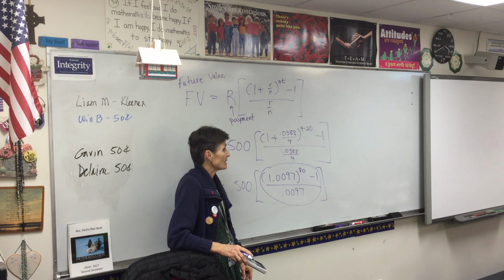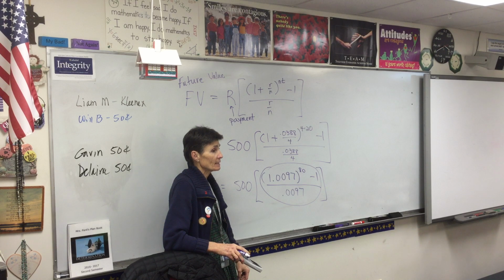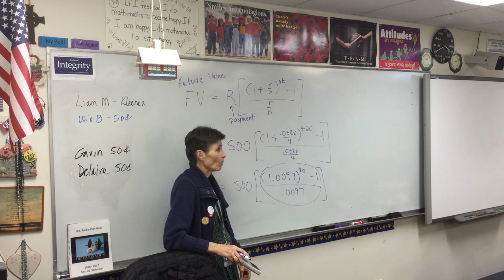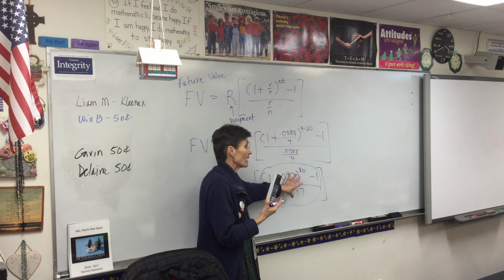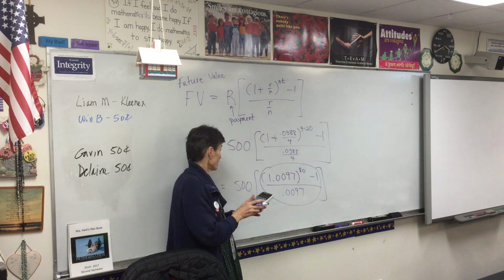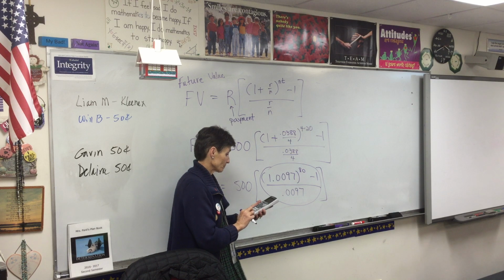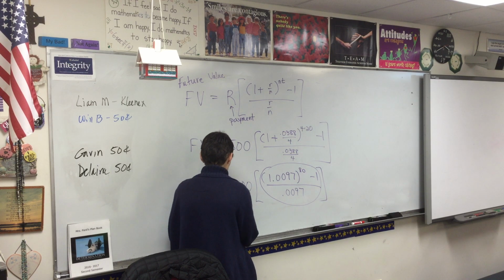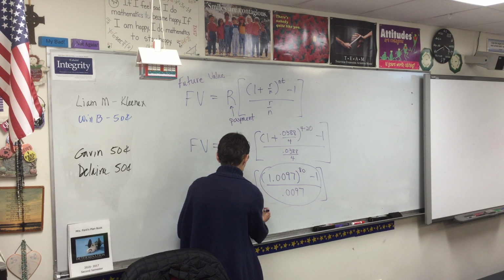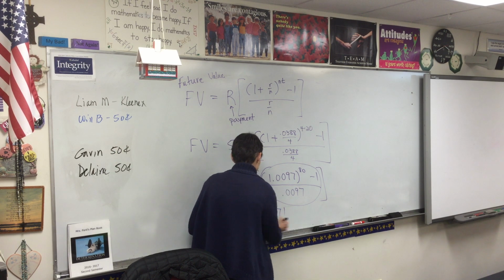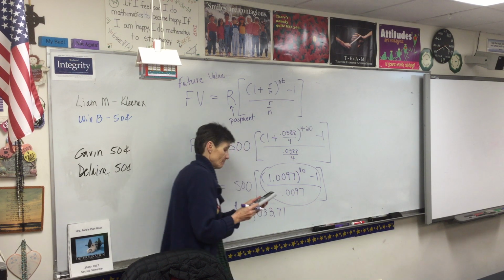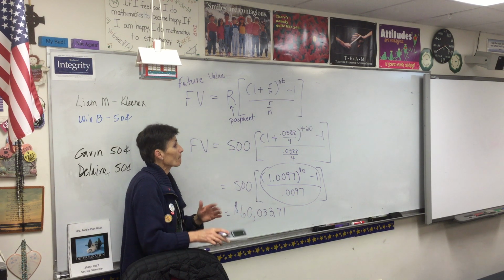1.0097 raised to the 80th, minus 1, divided by 0.0097. And then equals. And you get 120. Now, you're going to take that number on your calculator and times it by 500. And her account will be worth $60,033.71.